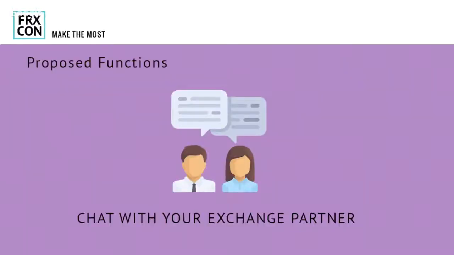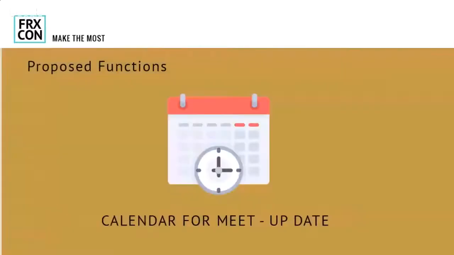Thirdly, in this web application, there will be a chat function. The chat function is simply for potential exchange partners to communicate with one another to determine details such as preferred location for meetup, exchange rates, amount of money to bring, and other details that they feel there is a need to iron out. Moving on, the next function will be the calendar function.